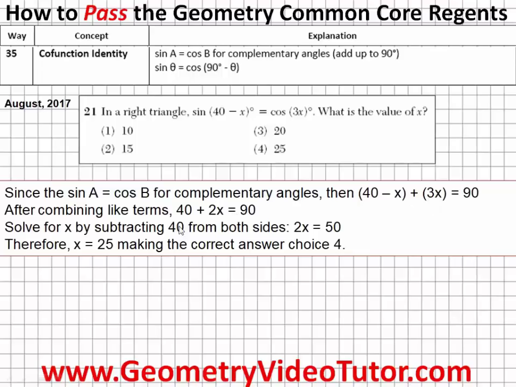And then we're going to solve for x. We've got to subtract 40 from both sides. So 2x is equal to 50. And then divide both sides by 2, making the x equal to 25, which is choice 4. Okay, so that's how you handle way number 35 questions.